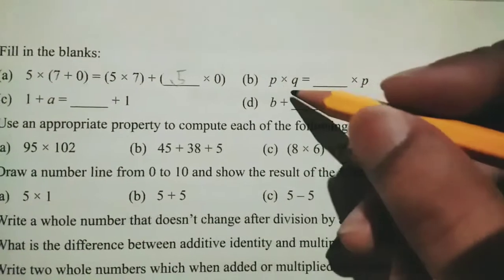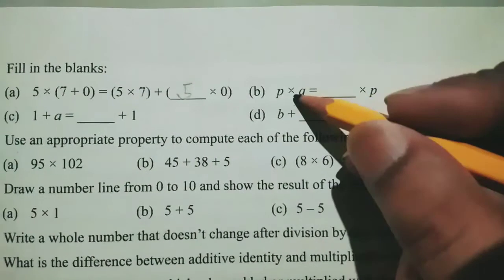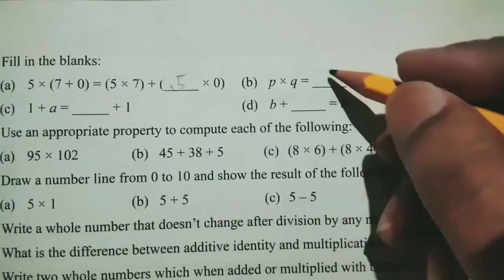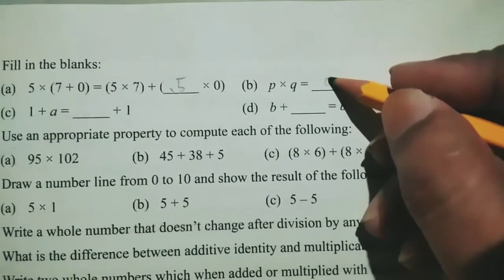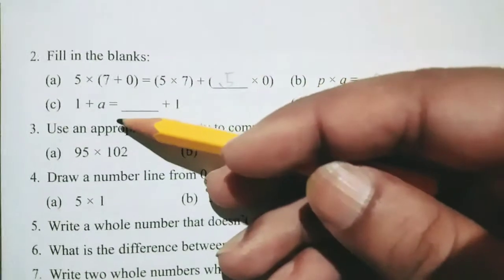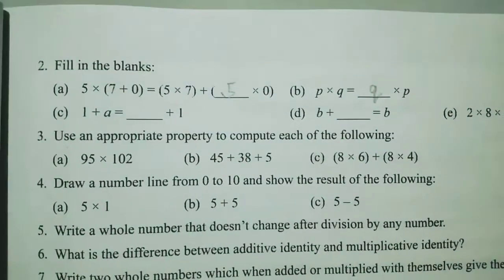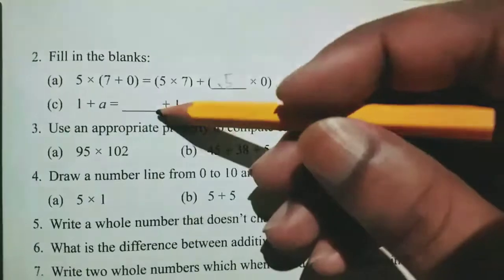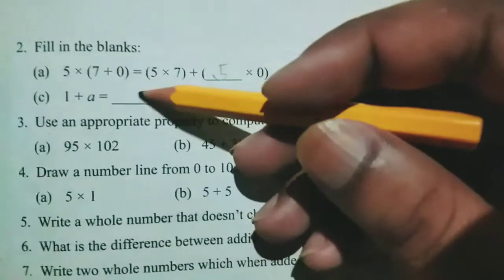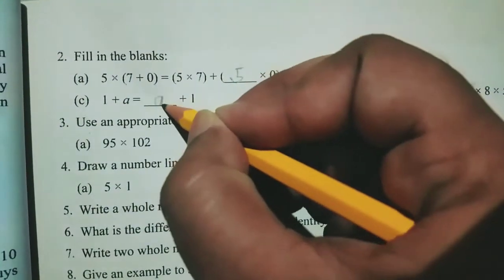Now b: P into Q, and here only P is given. That means it is commutative property. You have to reverse the numbers. So here it will be Q only. Then c: 1 plus A equal to dash plus 1. When you add 1 with any number, the answer will be A plus 1 only.